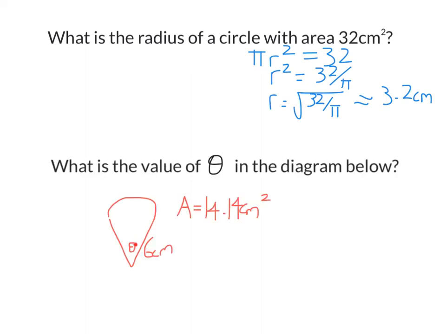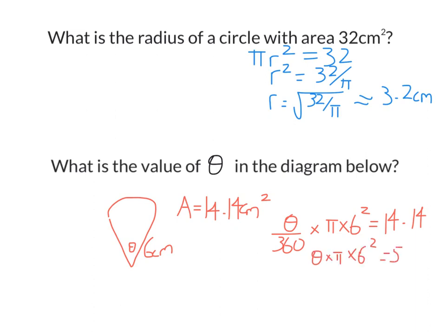So let's now find theta, this angle here, if the area of this sector is 14.14 centimeters squared. Well, we know for a sector, the way we'd find its area, we'd go theta over 360 times pi times radius squared. And that gives us our area of 14.14. So I need to get theta by itself. So what I'm going to first do is undo dividing by 360 by timesing by 360.